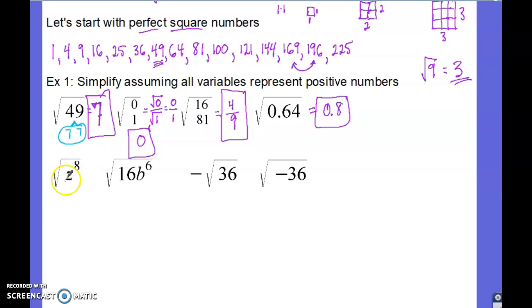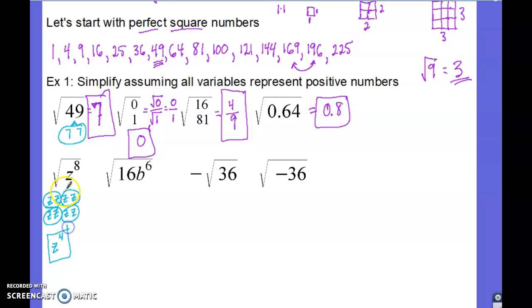So if I were to rewrite z to the 8th power the same way, that means that there are 8 z's. I should have given myself more room, but I hope you can forgive me. And we're looking for pairs of numbers that multiply to give me that. So we have 1, 2, 3, 4 pairs of z's that will give me that answer. So this answer, the square root of z to the 8th, is equal to z to the 4th.